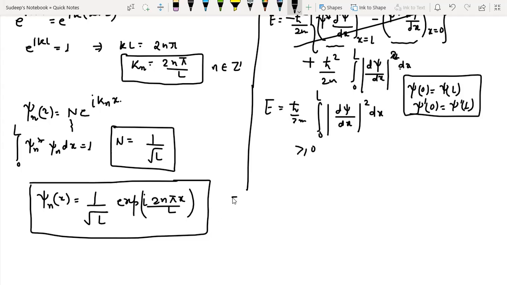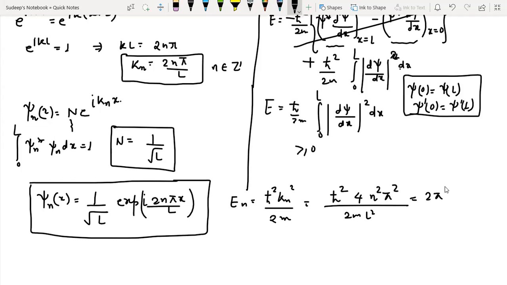Now, what do you think the energy would be? So you know energy is equal to what? Energy is simply h bar square k square upon twice m. So instead of k we have k n square, we have only some discrete allowed values. And it is equal to what? It is equal to h bar square 4 n square pi square upon 2m L square. So we'll get 2 pi square h bar square n square upon m L square. So these are the allowed energy states. In fact, since n can go towards infinity, there are infinitely many allowed energy eigenstates.